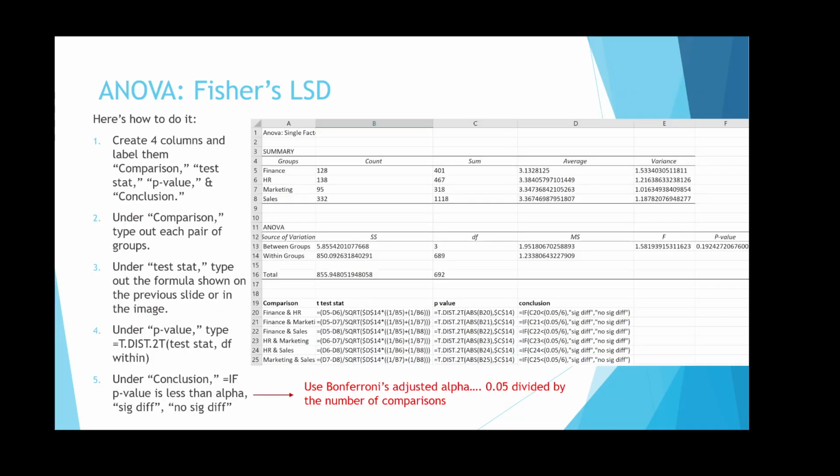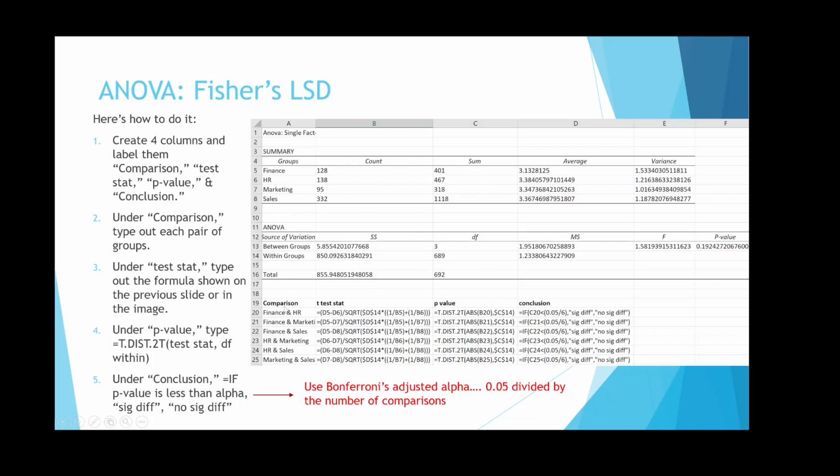Okay, so let's go through this. I'm going to show you how to do this in Excel. It's not too terrible, but it's a couple of complicated formulas. So this is just my ANOVA output here, that we already did.